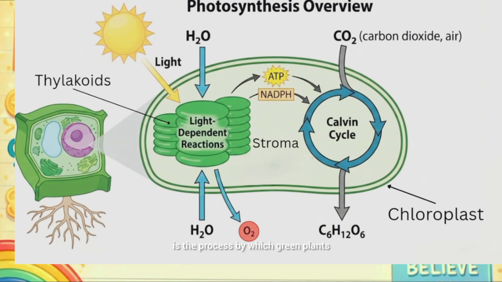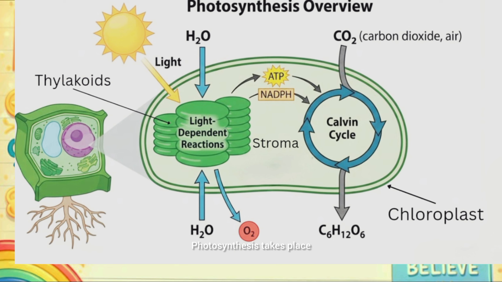Photosynthesis is the process by which green plants manufacture their own food, glucose, from carbon dioxide and water, by using light energy in the presence of chlorophyll, and oxygen is released as a byproduct. This process is the foundation of life on Earth, because it provides food and oxygen for almost all living organisms.